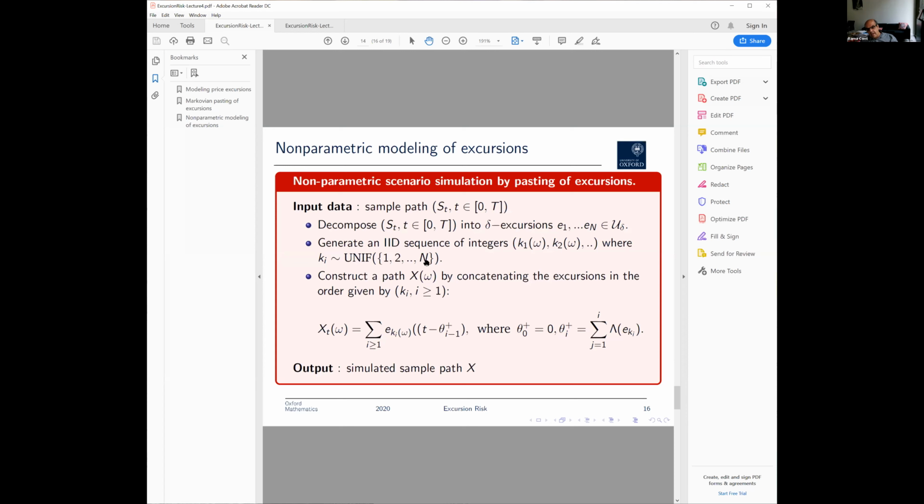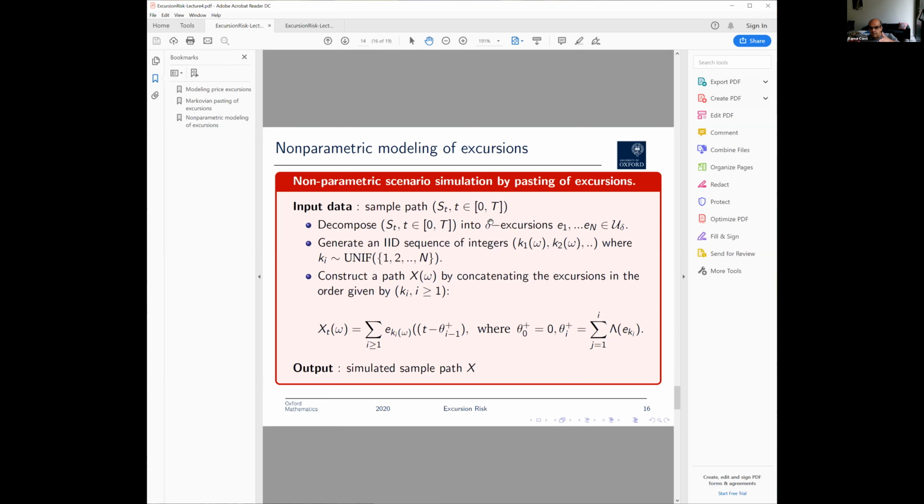So I start with my data, sample path S. I decompose S into delta excursions. This is the unique decomposition of any continuous path into delta excursions that we saw earlier. How do I do this decomposition? This is what we saw in lecture 1.